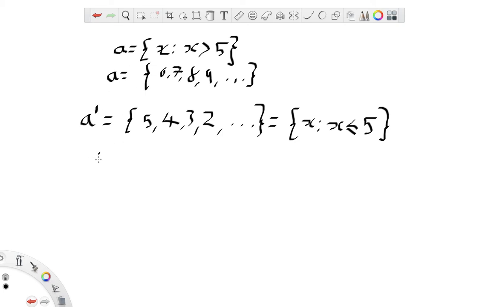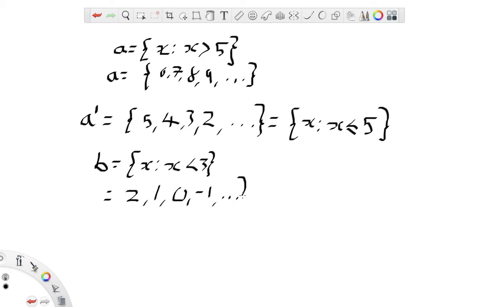So let's have a look at another example. If we've got the set B, and let's say that B is the set X such that X is less than 3. Well, what is that set numerically? Well, the integers less than 3 are 2, 1, 0, -1, and so forth. So we'll draw our set brackets as well. Okay, so then if I want B complement, I want everything that isn't in B.